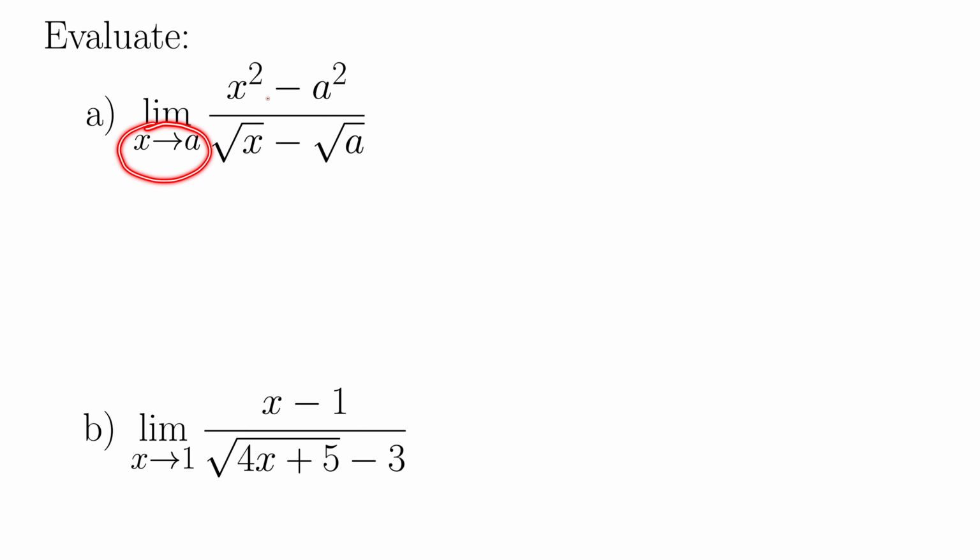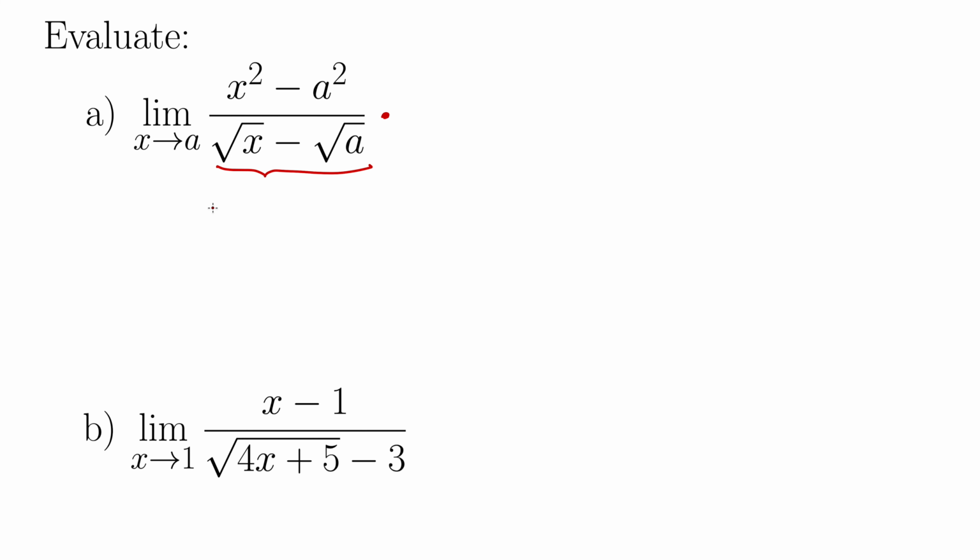Since this is going to a, what happens if we just plug in a for x? Note if we did that, we'd get 0 over 0, which is what we call an indeterminate form, which means we have to do more work here. One of the best tricks in all of Calculus 1 and Calculus 2 is what's known as the conjugate trick, which we'll use here. It's super useful when you have a radical that's giving you a hard time.